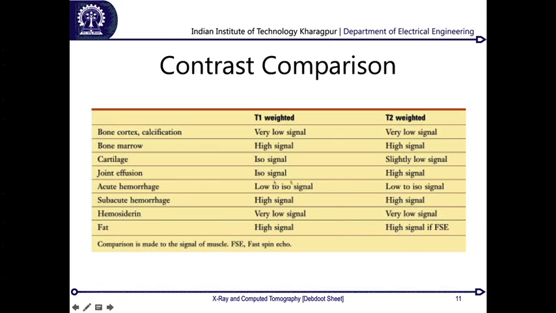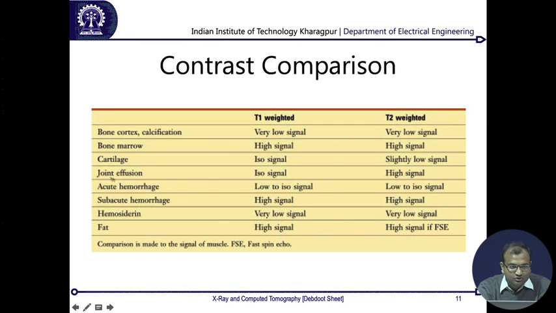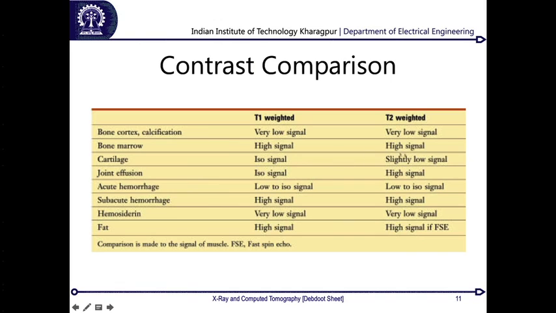So fat is high in both T1 and T2, whereas if you are looking into acute hemorrhage, joint effusion, or cartilage, you would see this kind of difference. In the case of cartilage, the T1 weighted image gives you an iso signal, which is just a baseline signal, not a negative value but just a standard base average value, and for T2 it will be just lower than that base value.